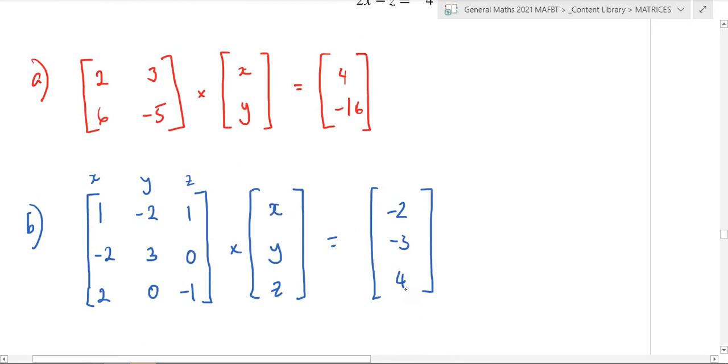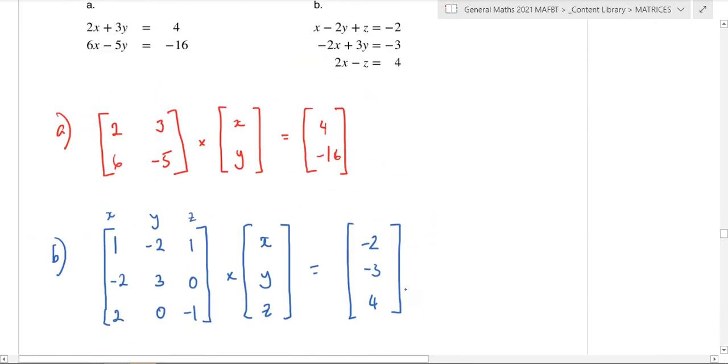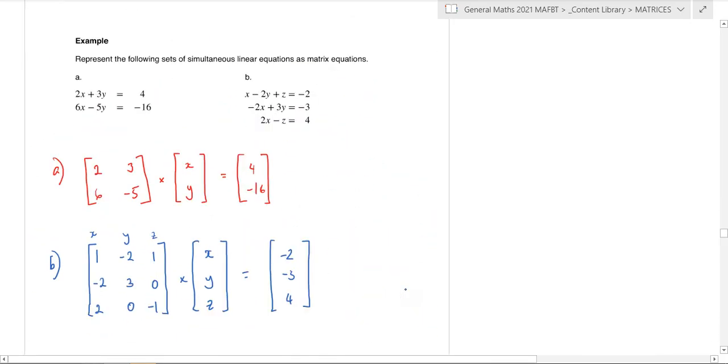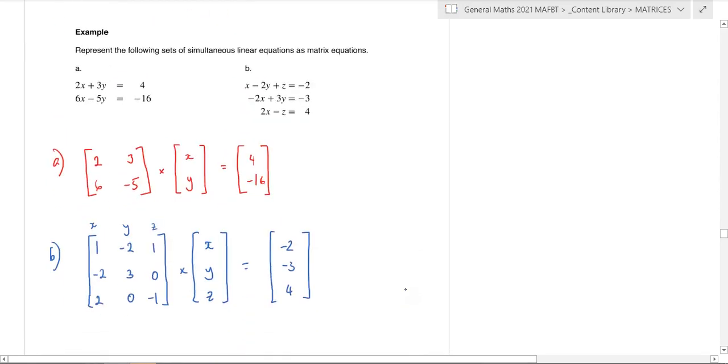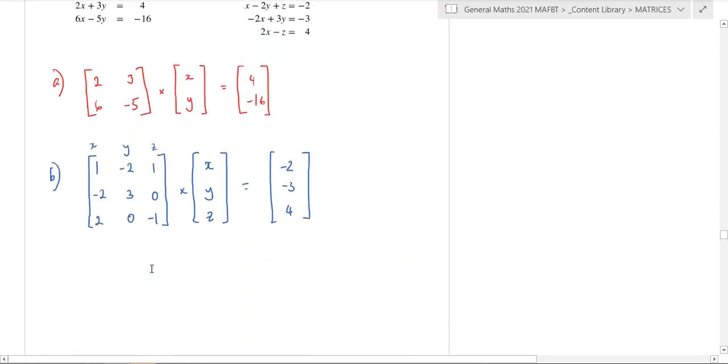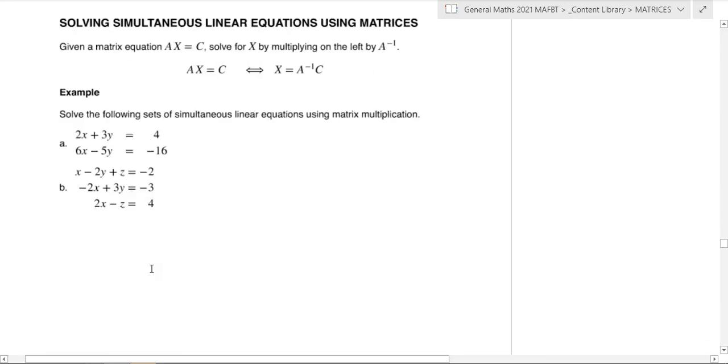Okay, and there is my simultaneous equations in matrix form. Okay, let's keep going. So now, after putting them in matrix form, we're going to solve them. So how do we solve these?